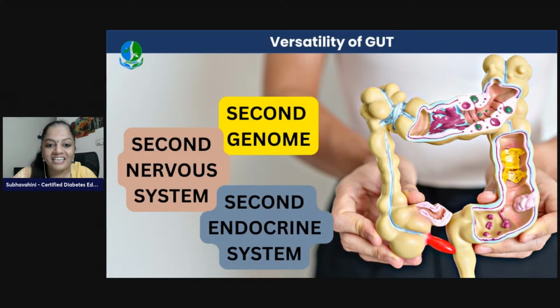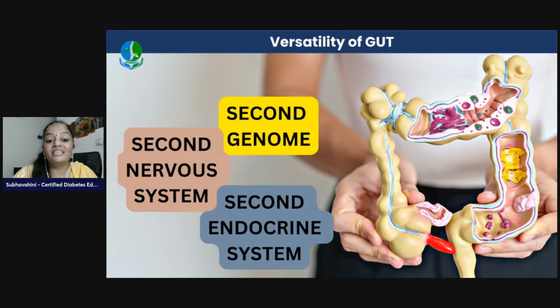And thirdly, it is also called the second endocrine system of the body. What is the endocrine system? It helps in producing hormones, right? It is not just the brain that produces hormones, it's also the gut that produces hormones. When we speak about this, it is having direct communication with adipose tissues. Gut is having direct communication to adipose tissues. Adipose tissue is again an endocrine organ.